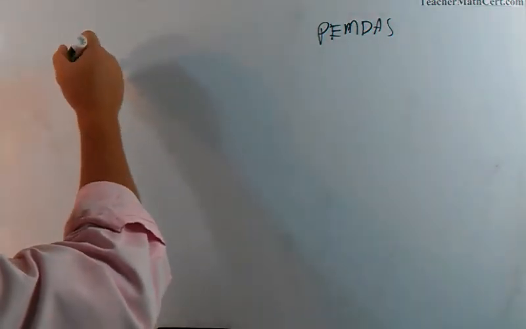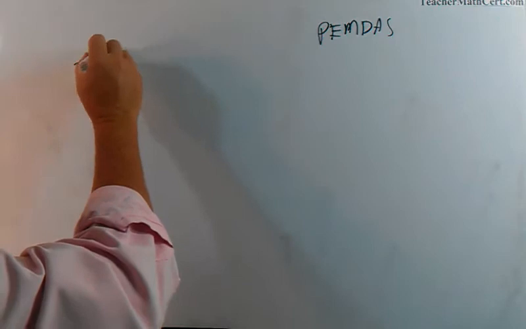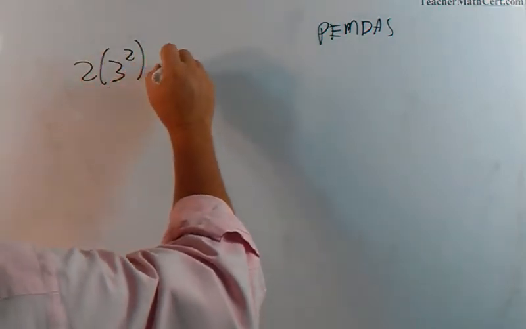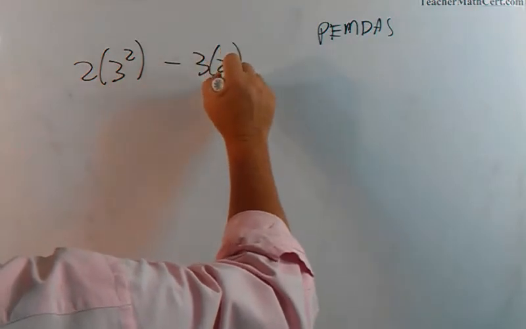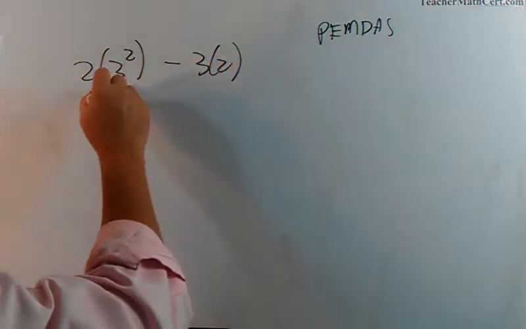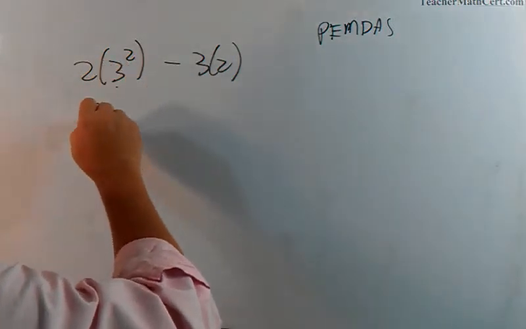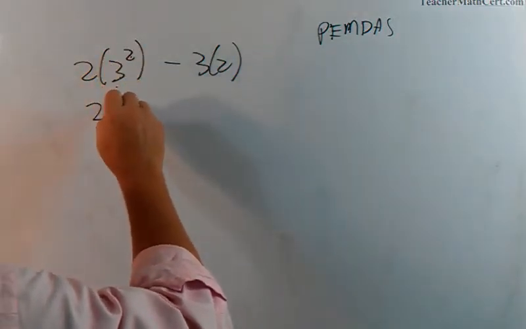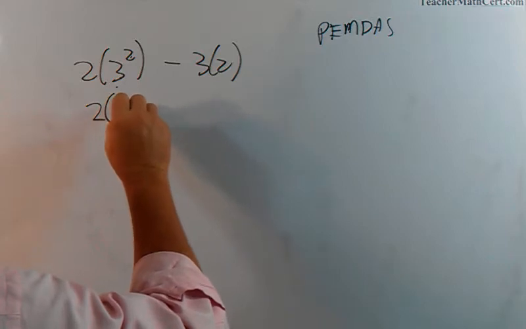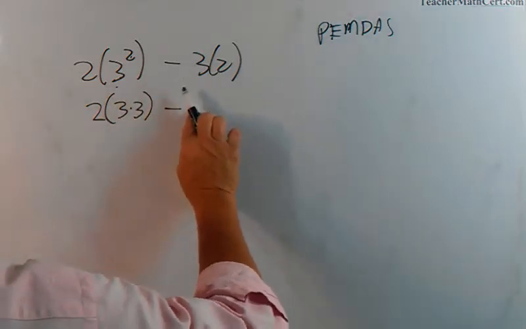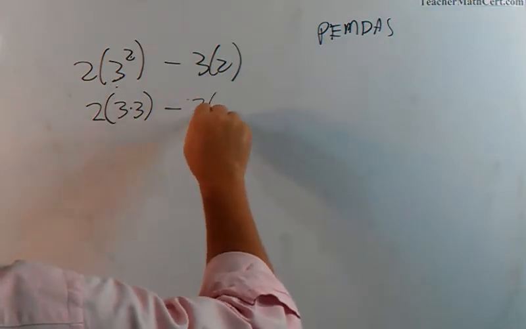Okay, number 2. 2 times 3 squared minus 3 times 2. Parentheses, exponents, right? 2 times, what is 3 squared equal to? 3 squared is equal to what? 3 times 3 minus 2, 3 times 2.